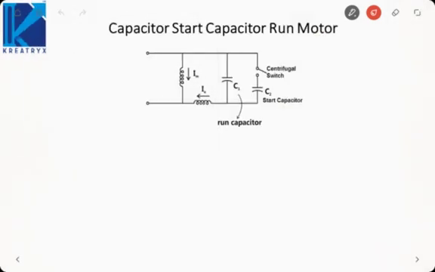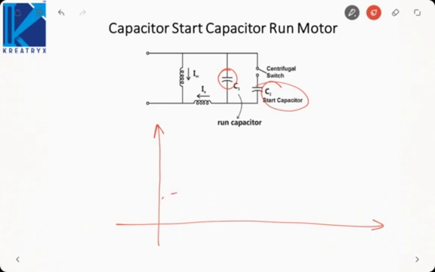Next is your capacitor start and capacitor run motor. Here we have two capacitors, one is used for starting and other is connected during the running condition. So this capacitor remains permanently connected and this gets disconnected during the running condition. So what will happen is, how will the torque slip characteristics look like?